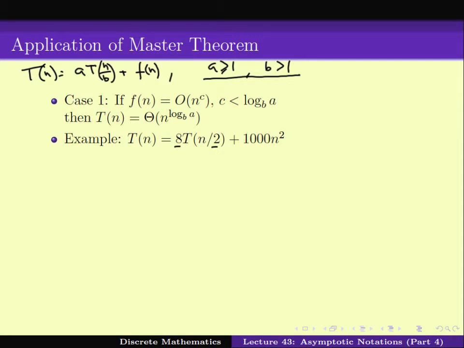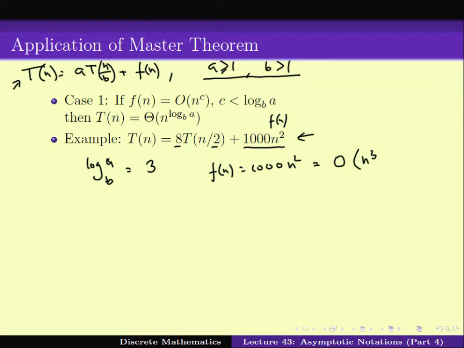It has the same form as this one, where this term is of course the f(n) that we are talking about. And what is log a base b? Log a base b is log 8 base 2, which is 3. And f(n) is 1000n squared, which is of course less than n cubed.